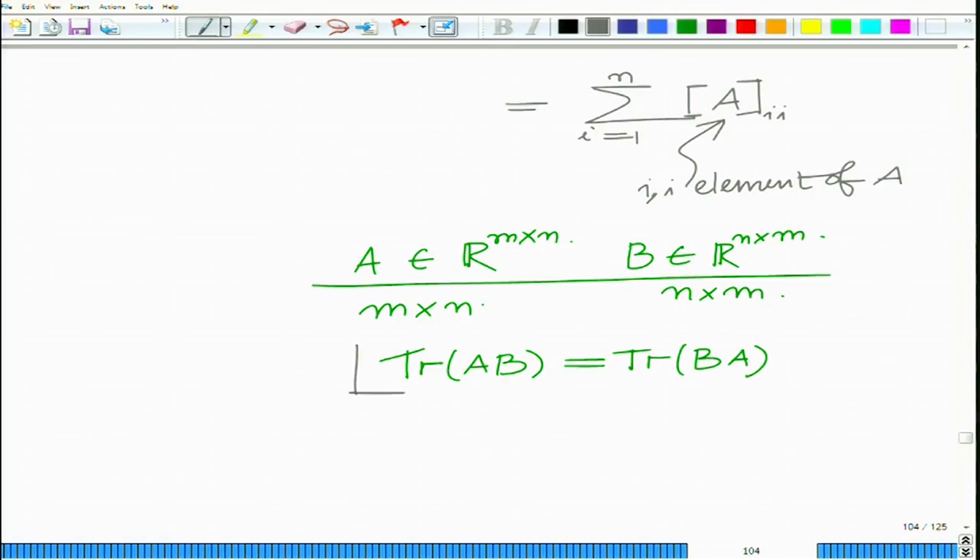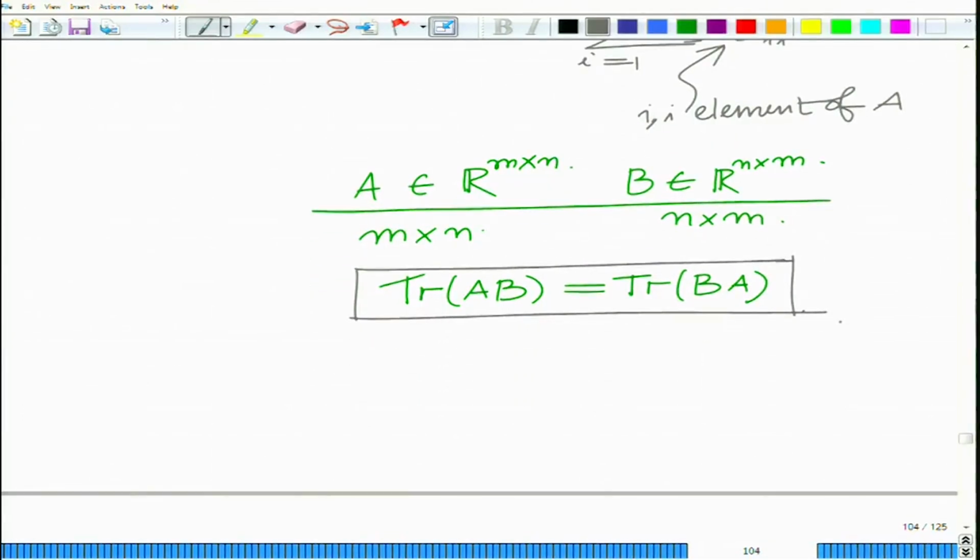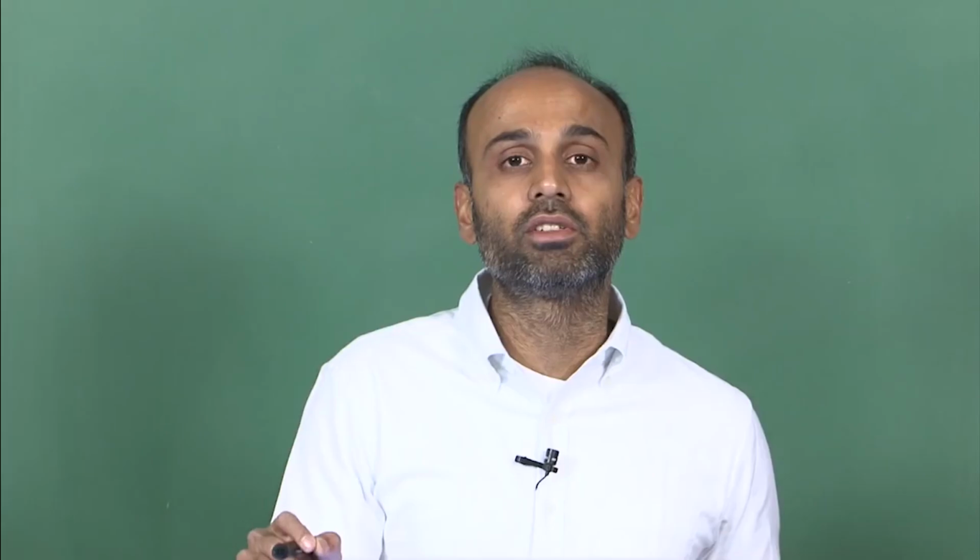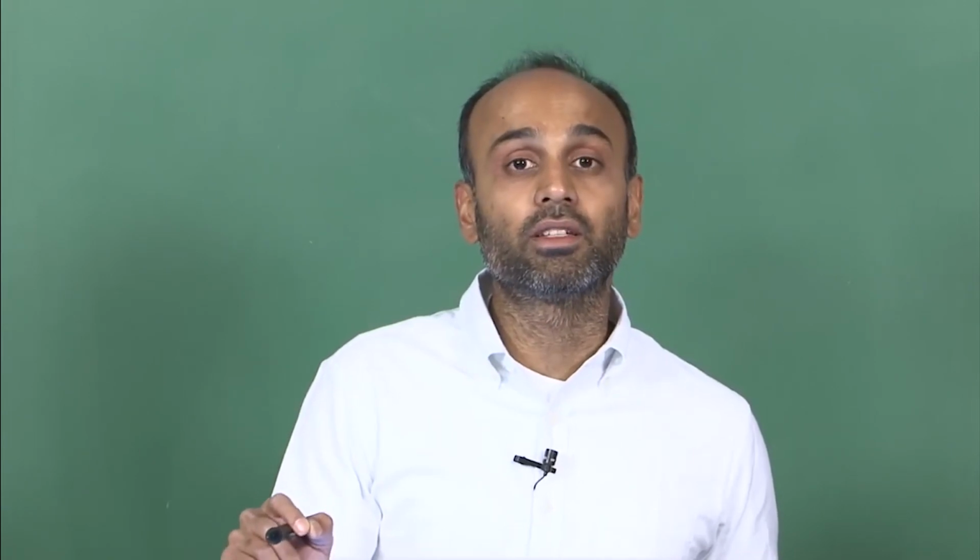So, we want to show that for two matrices A and B of size M cross N and N cross M, the trace of AB, that is the sum of diagonal elements of AB, is the same as the sum of diagonal elements of BA. Now, note, this does not imply that AB equals BA. One should not confuse this: trace of AB equals trace of BA does not imply that AB itself is equal to BA.